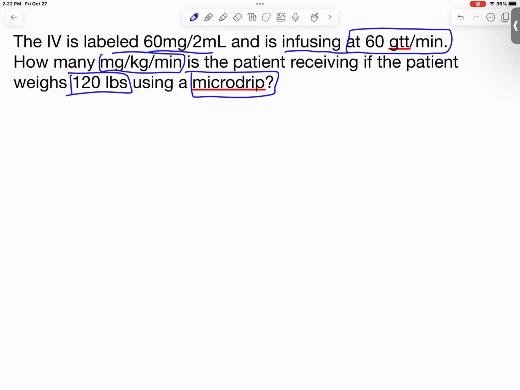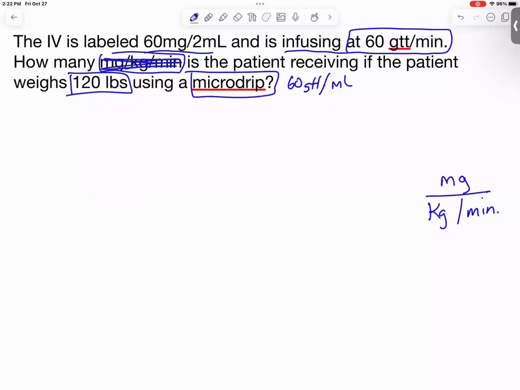So you have to know micro drip is 60 drops per milliliter, sorry. It means it takes 60 drops to make 1 whole milliliter. All right, so I got my information. It doesn't matter if you start with the given or the wanted, but I know what's wanted. It's telling me it needs to know how many milligrams per kilogram per minute. It's a 3-factor solve. You have to solve for 3 factors. So I know I'm solving for that.